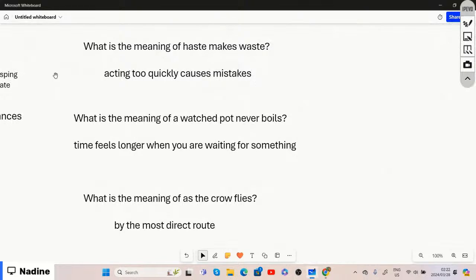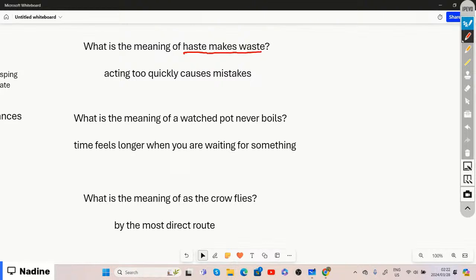All right, so now we're going to look at a few adages. It's like meanings or sayings. We're going to look at a few of those. It says, what is the meaning of haste makes waste? I'm not sure if you heard that already. Somebody would say, oh, don't be hasty, like don't be too quick. So haste makes waste. What does that mean? Haste makes waste.